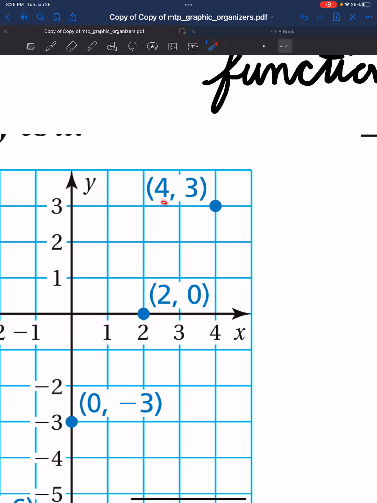Zach, do you remember which one of these is the x and which one's the y? The second was the x? The second was the x, right? No. First one was the y. It's actually x comma y.